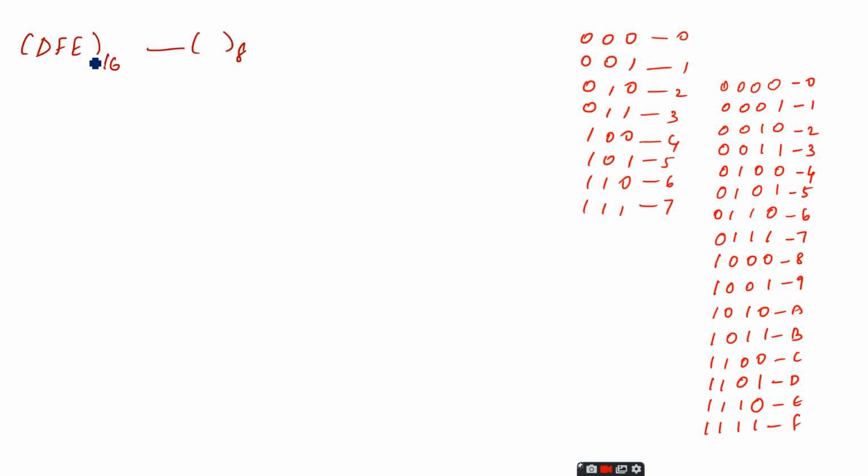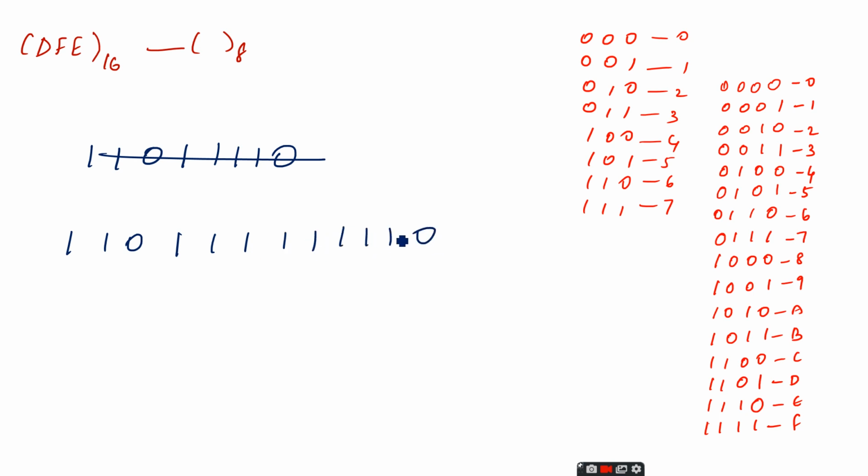Now the next question, DFE. The value of D is 1101. The value of F is 1110. Sorry, E is 1110. Sorry. The value of D is 1101. Value of F is 1111. Value of E is 1110. After that, we have to group it in 3 bits. So we'll group it from the back.